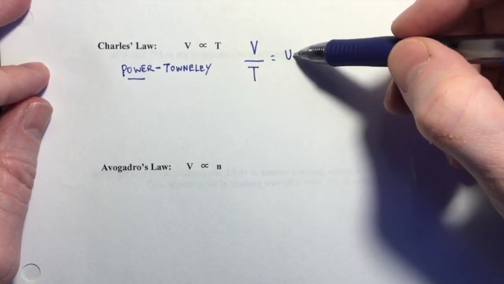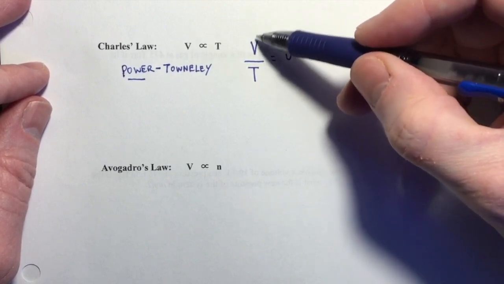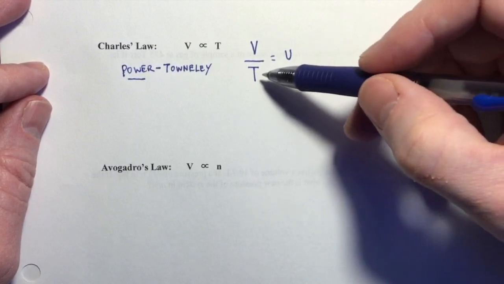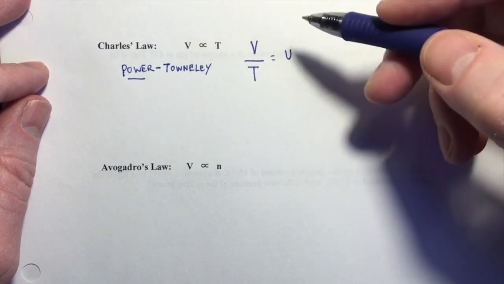Notice that if U remains the same, then as the volume of a gas increases, the temperature of a gas increases. So this is a direct proportionality. As one increases, the other must increase as well.